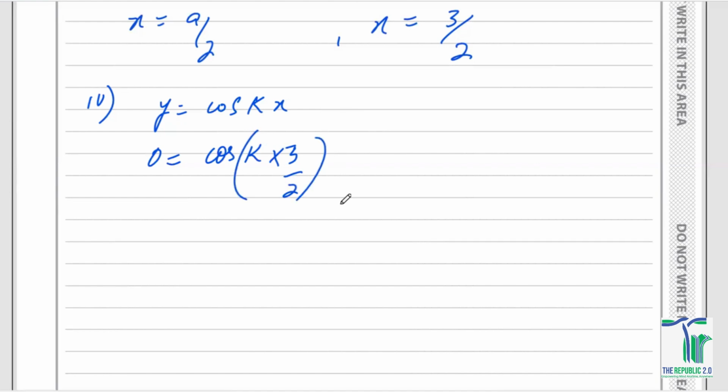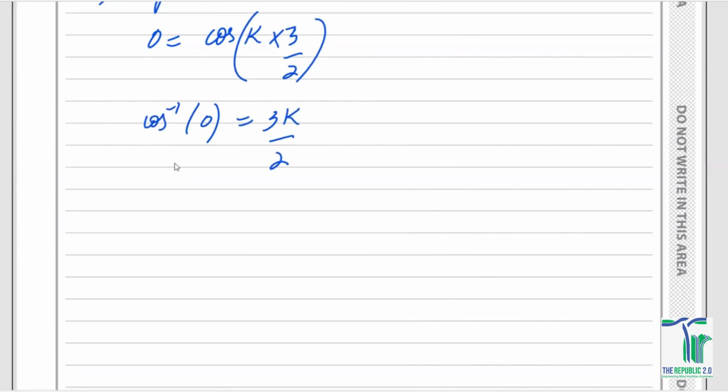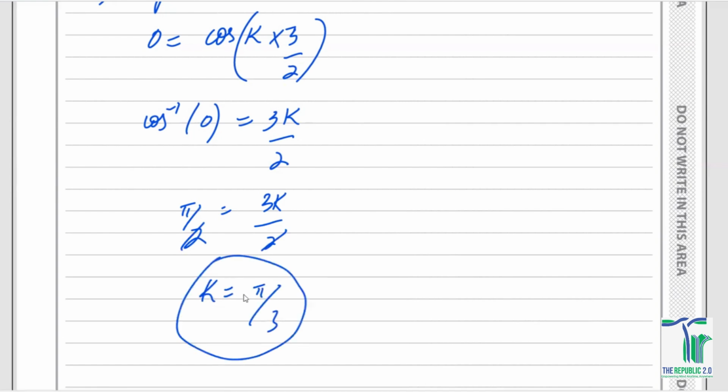Then I'm just going to calculate cos inverse of 0 equals 3k upon 2. Everybody knows that cos inverse of 0 has to be pi by 2, equals 3k by 2. This 2 and this 2 cancel out, and k comes out to be pi upon 3. So that is how we'll get the value of k, right?